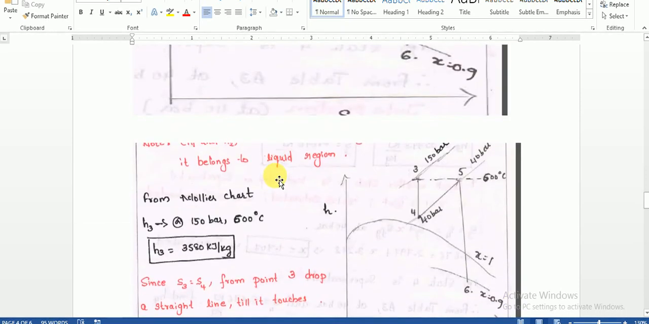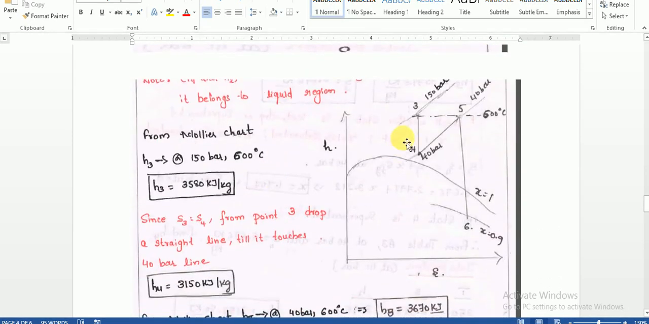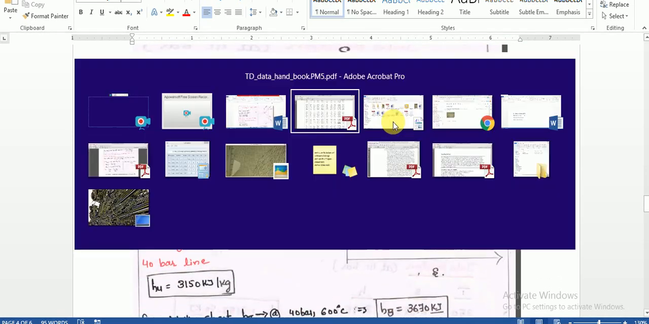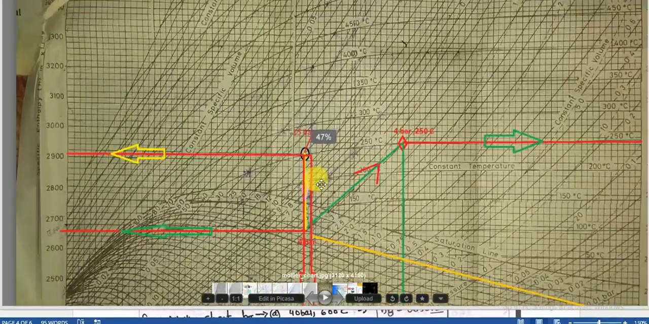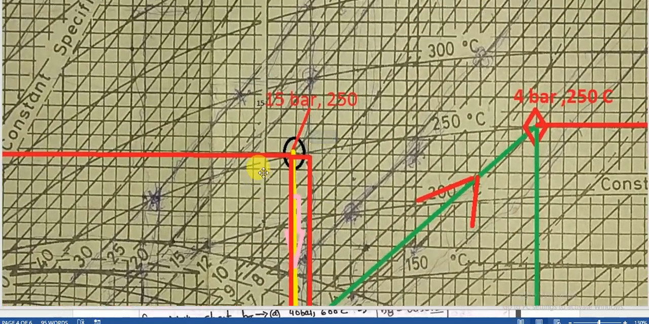To find all these things, we need enthalpies. To know these, we need to use the Mollier chart, because we are solving using the Mollier chart. We will go to the Mollier chart diagram. So we can look here. So what is our first point?